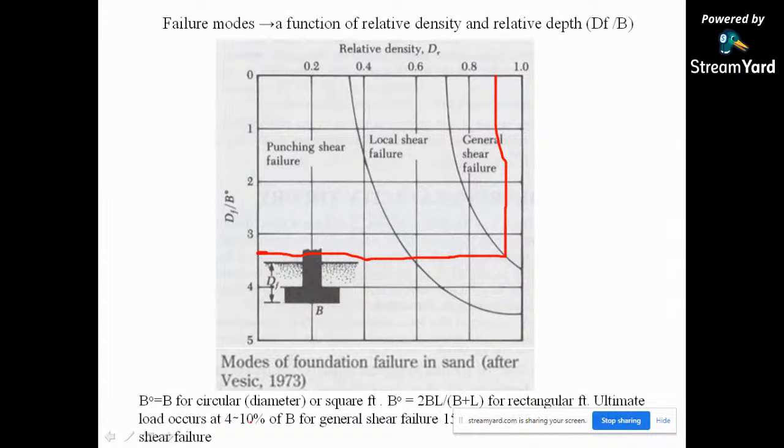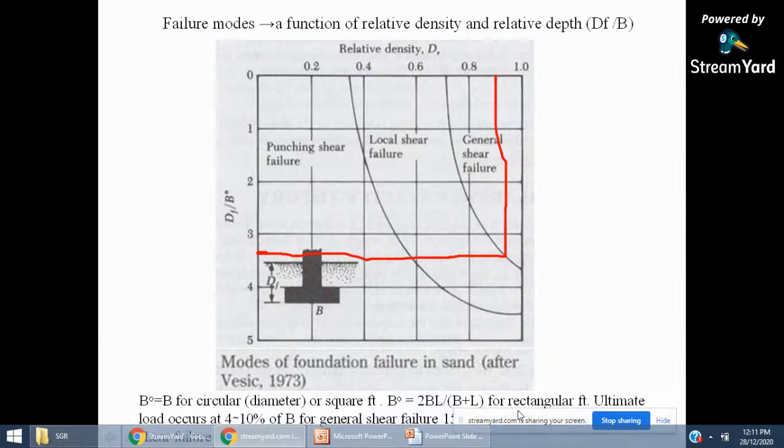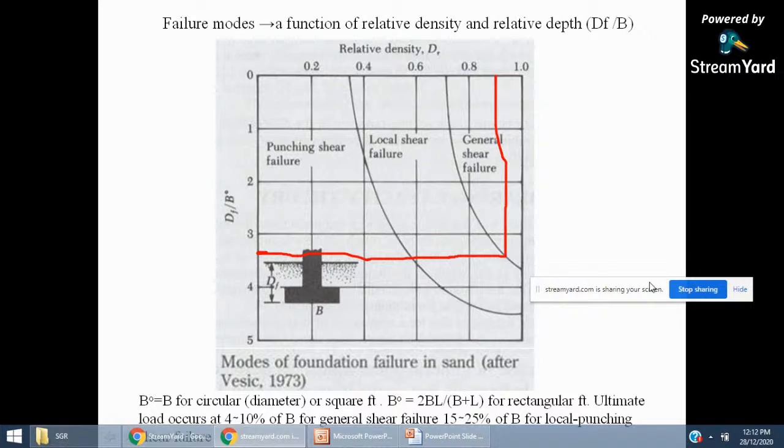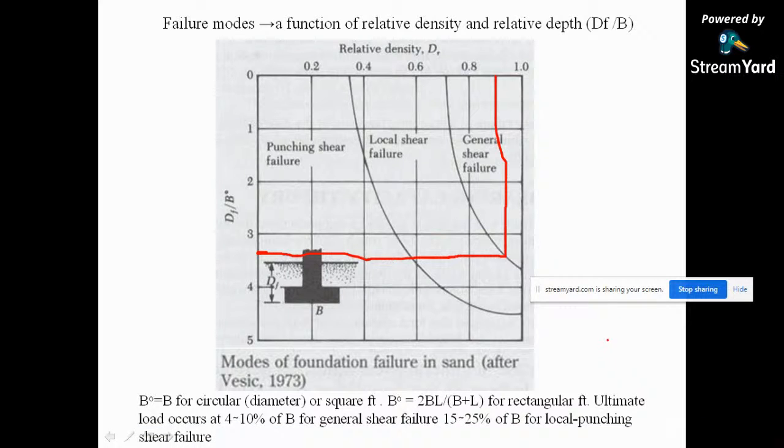Ultimate load occurs at 4 to 10% of B for general shear failure, and 15 to 25% of B for local and punching shear failure. So you can see that there is a drastic change. When you are having a general shear failure, it is nearly 10% maximum. But when it occurs local and punching shear failure, it goes to 15 to maximum 25%. So very critical is the case of general shear failure.